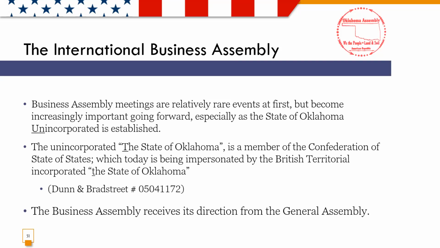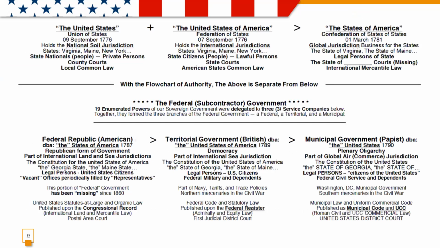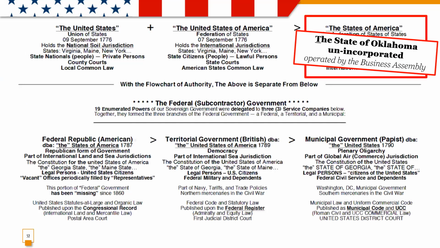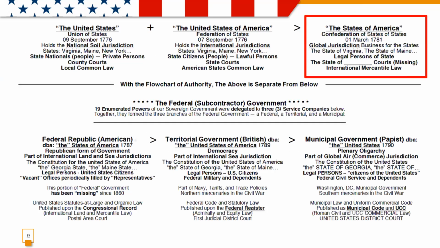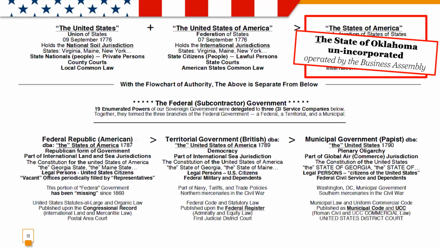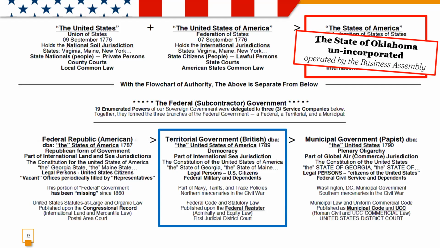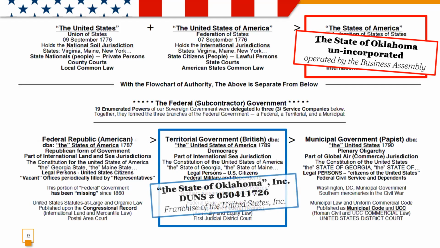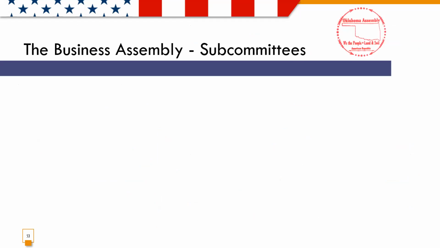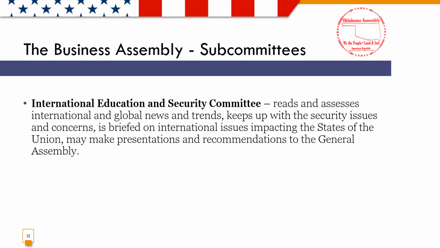The Business Assembly receives its direction from the General Assembly. So I wanted to say this. So you got the states of America, right? That's the Confederation of States. This is all in the land jurisdiction, but it's operated by the Business Assembly, okay? And then you've got the territorial British government. It is incorporated. It is a franchise of the District United States Incorporated. It's got its own Dun and Bradstreet number. So that's the difference. And then you got the Business Assembly subcommittees, International Education and Security Committee.